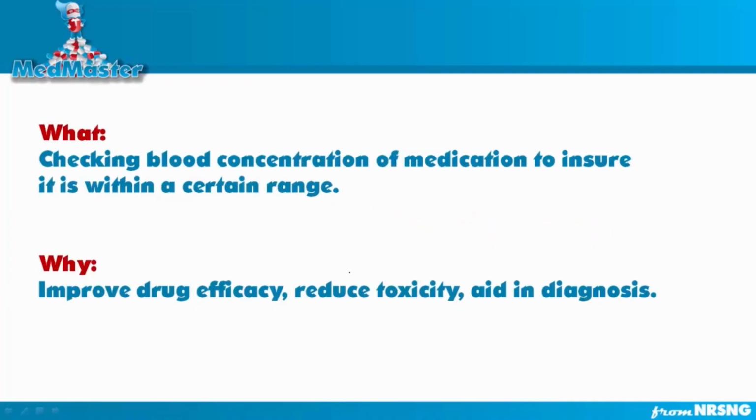First of all, what is therapeutic drug monitoring? Therapeutic drug monitoring involves checking blood concentration of medication to ensure that it's within a certain range. And why do we do this? Well, we do it for a few reasons. First of all, we do it to improve drug efficacy, reduce toxicity, and aid in diagnosis. And it depends upon what drug we're talking about what it's going to fall under. For a lot of them, it's going to fall under efficacy and toxicity.